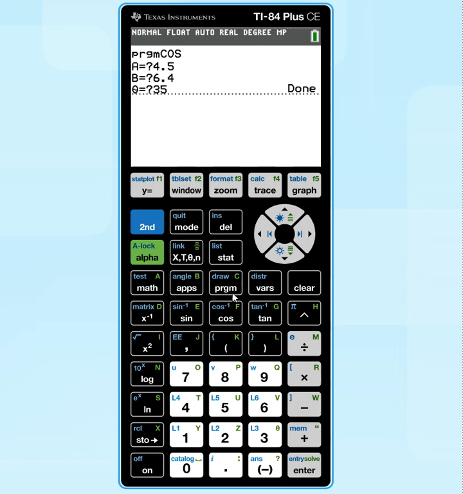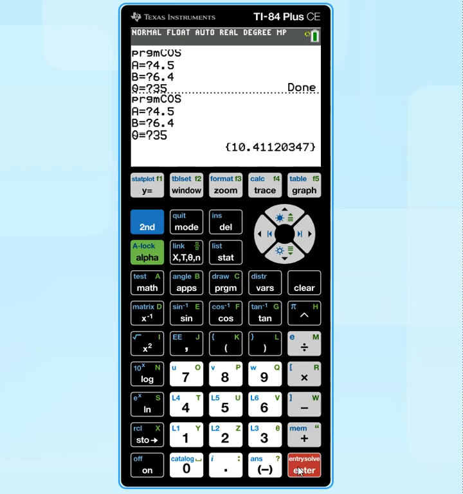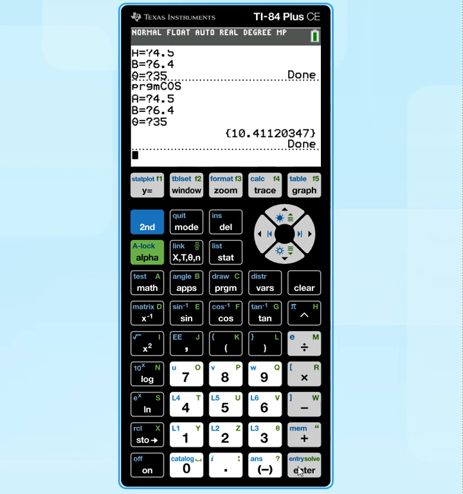Let's go back to my program. Program, execute again. Press enter again. Let's put in 4.45 again. Let's put in 6.4. And now let's put in the 35. Now the 35 will stand for degrees and not radians. When I press enter, I should get the answer. And the answer is 10.4. That would be 10.4 kilometers. That's the answer you should have gotten on the test.